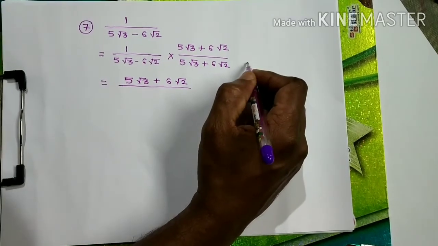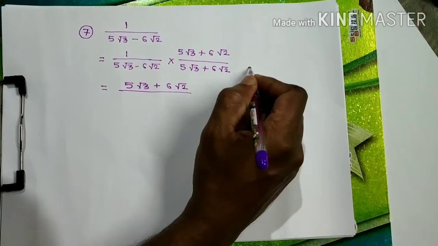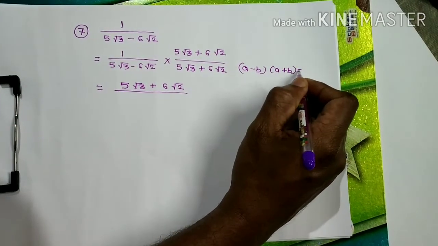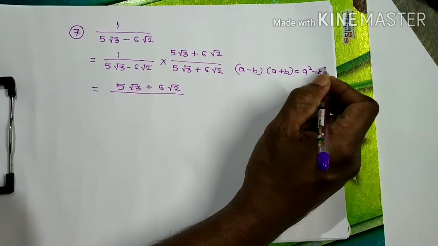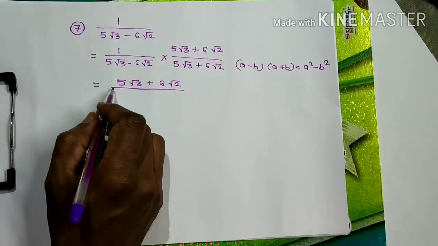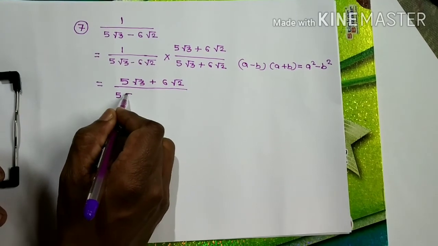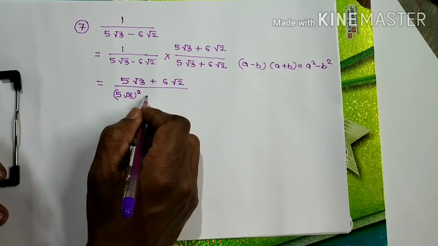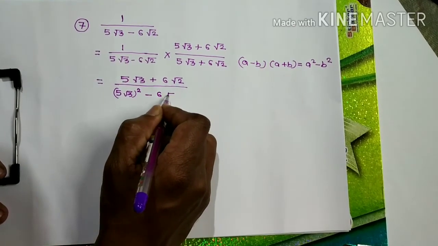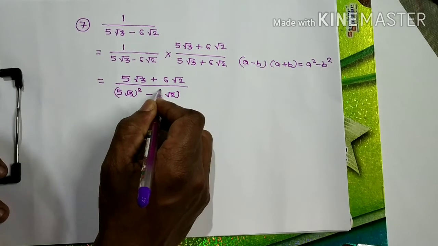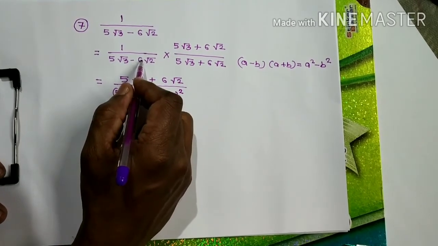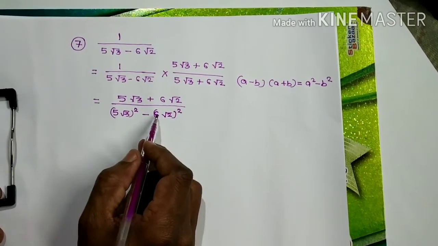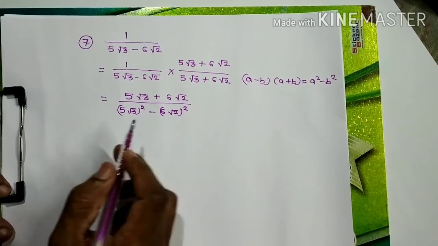Here also we can use one identity, that is a minus b, a plus b is equal to a square minus b square. Here this 5 root 3 square minus 6 root 2 square. So this minus 6 root 2 and plus 6 root 2. So this will become 6 root 2 square.